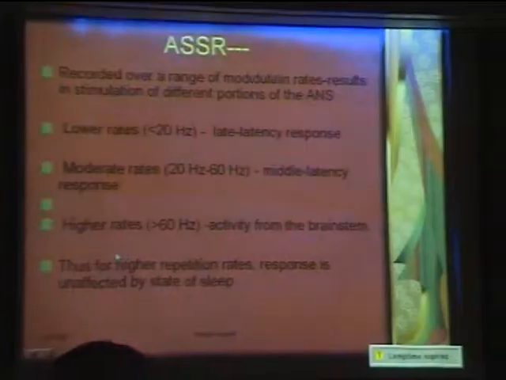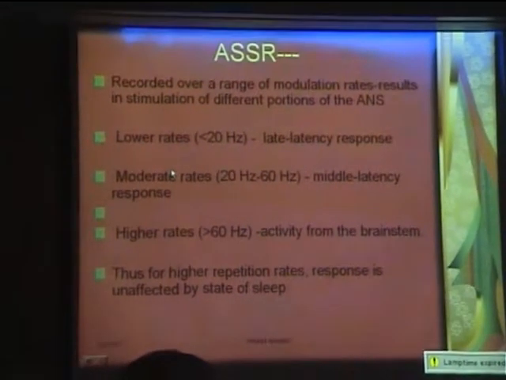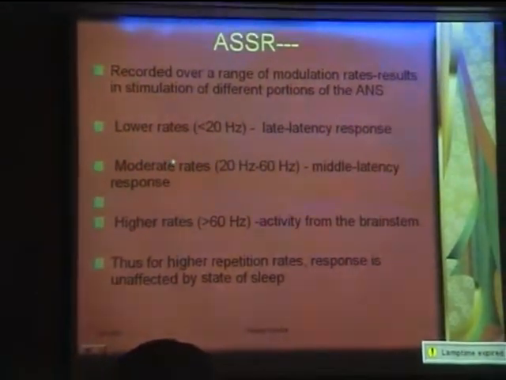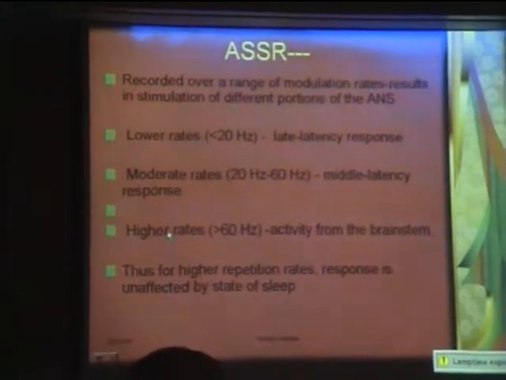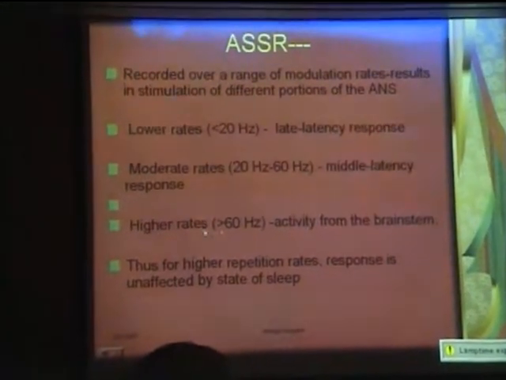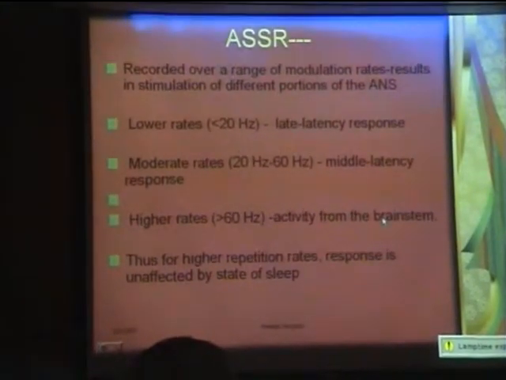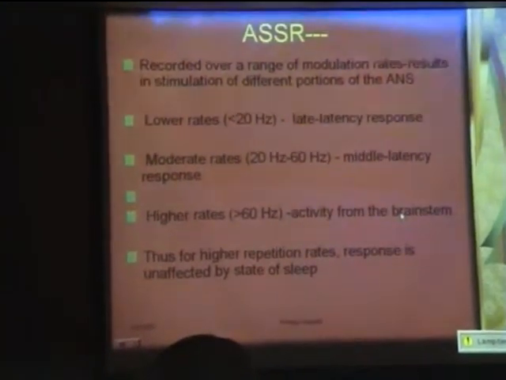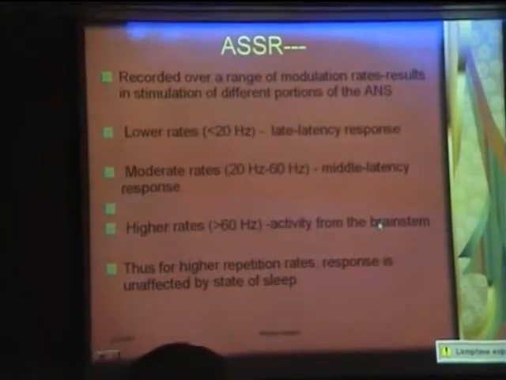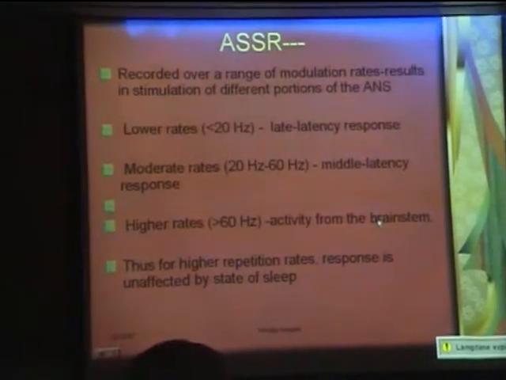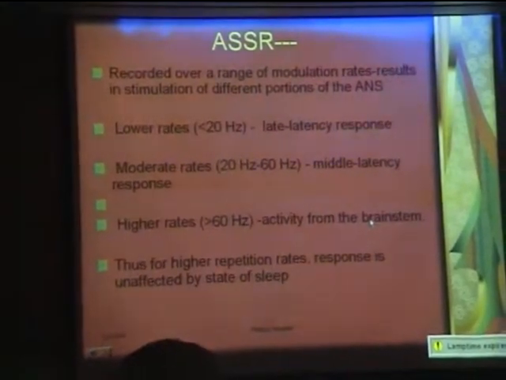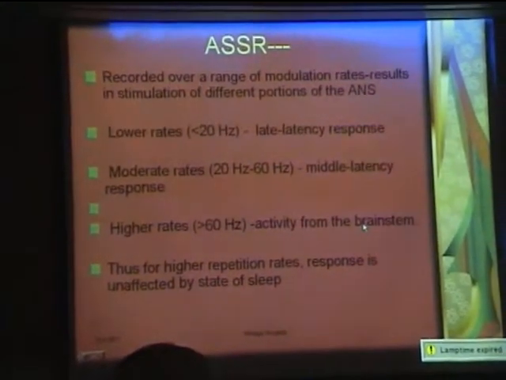So if lower rates are used, we are stimulating higher portions of the auditory nervous system, and when higher rates are used, when you use something like an 80 or 90 Hz stimulus, the activity is from the brainstem, something like the ABR, so the response is unaffected by sleep or by drugs or by sedation, and hence when we are using ASSR for children, we need to use high repetition rates or high modulation rates.